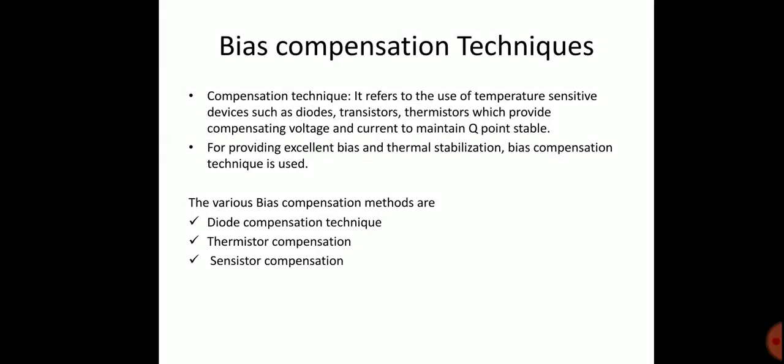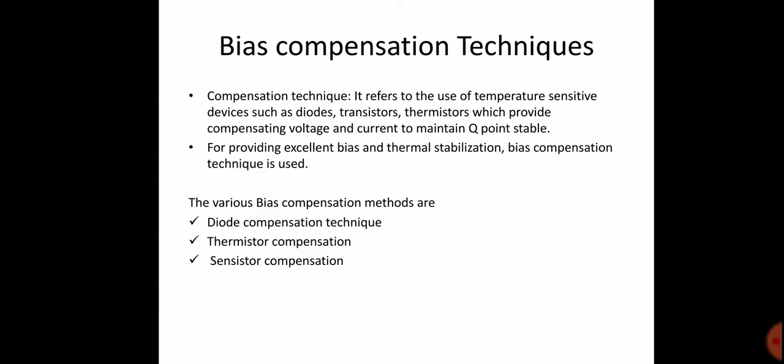Good morning to everyone. In this lecture, EC8351 Electronic Circuits 1, we already discussed Unit 1, the introduction of BJT configurations, the DC load line of BJT, and then stability factors.